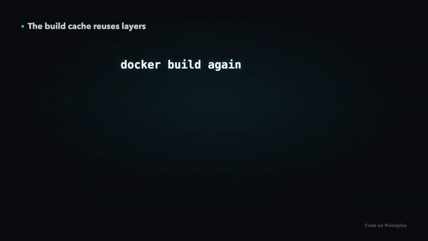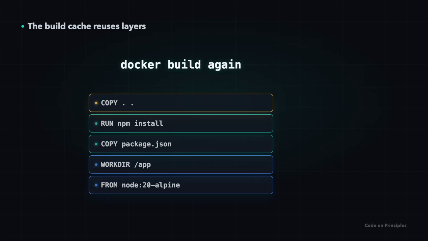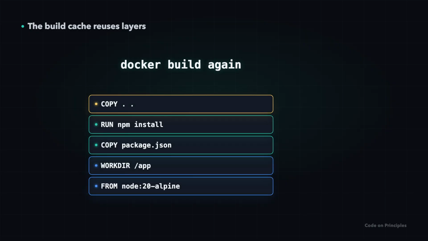Change nothing and run the build a second time. Docker walks the layers from the bottom up. Base image, unchanged, cached and reused instantly. Package file and install unchanged, cached too. Your source, unchanged, cached. The second build does almost no work. That is the layer cache.